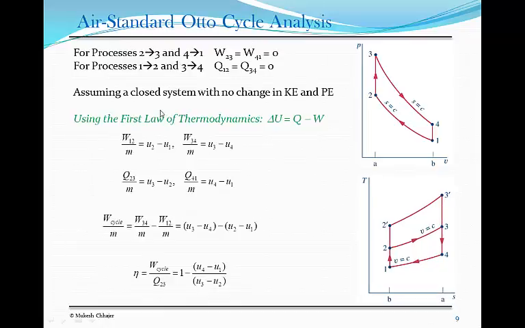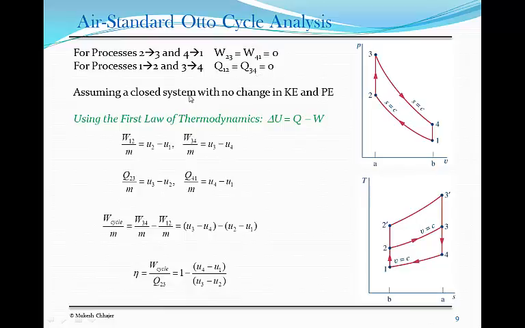So to analyze this Otto cycle, let's look at the processes individually. Remember, processes 2, 3 and 4, 1 are constant volume processes right here. That means the work done during those two processes would be 0. And similarly, 1, 2 and 3, 4, which are isentropic processes. That means isentropic for an ideal gas would also mean adiabatic, so there is no heat transfer. Therefore Q12 and Q34 would be 0.